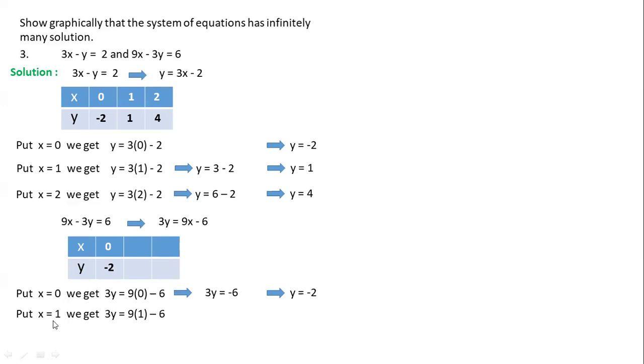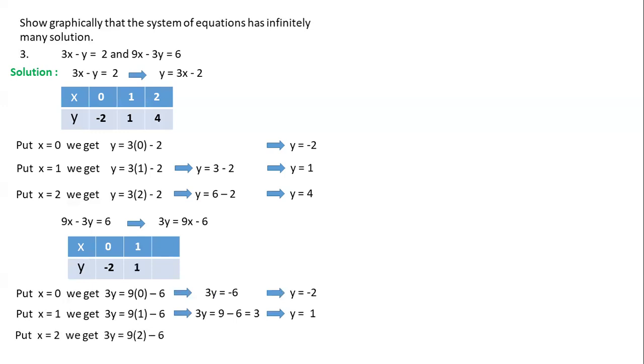Now x is 1. When you put x is equal to 1, 9 minus 6, 3y is equal to 9 minus 6, which is 3. So what will happen? y is equal to 1. When x is 1, y is also 1.